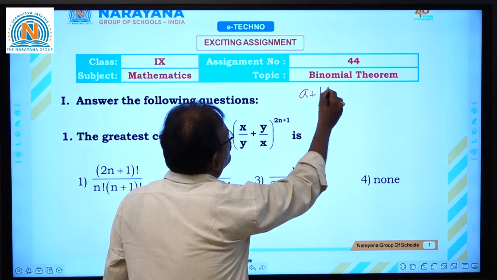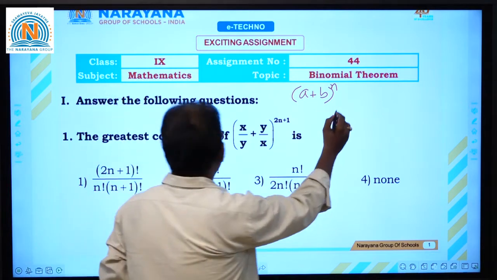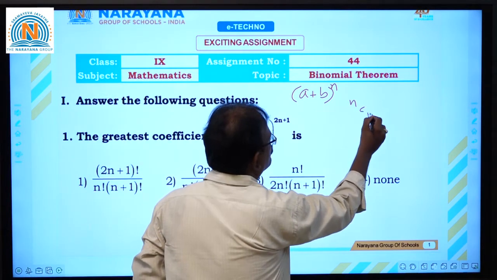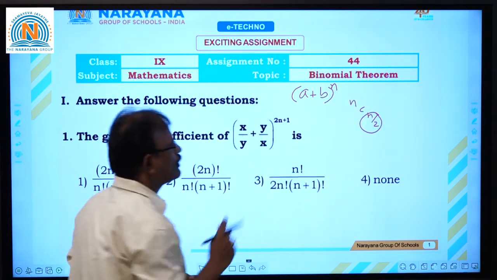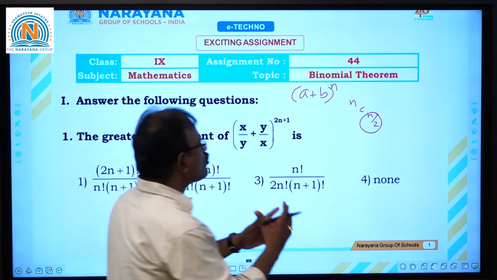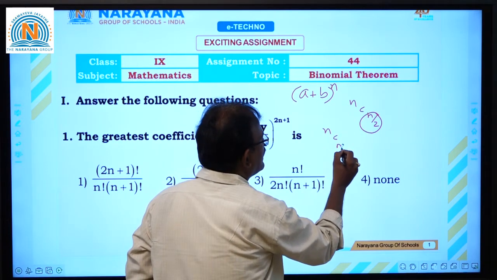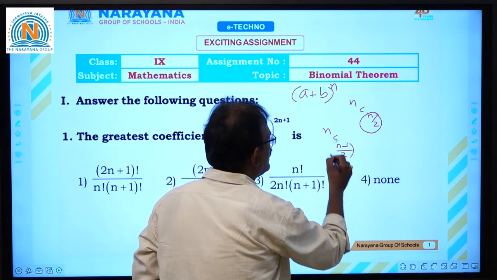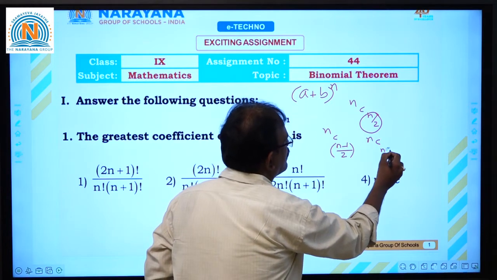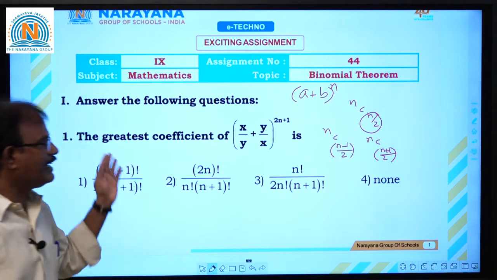Actually, for (a+b) to the power n, if n is even, then the greatest coefficient is nC(n/2). Okay, the greatest coefficient is nC(n/2). If n is odd, then nC((n-1)/2) and nC((n+1)/2) are the greatest coefficients.